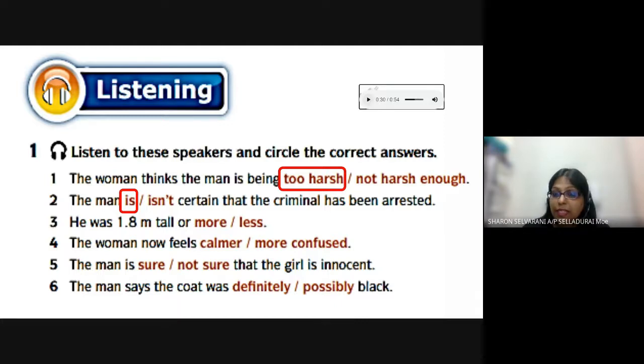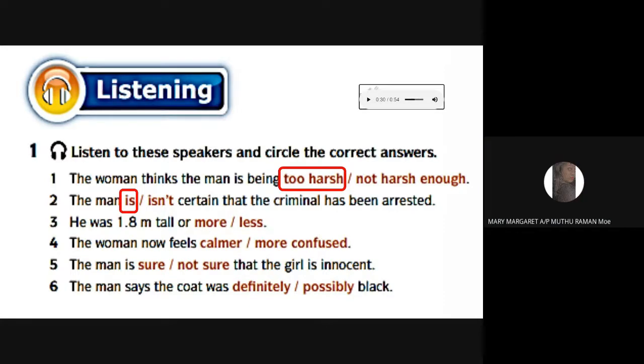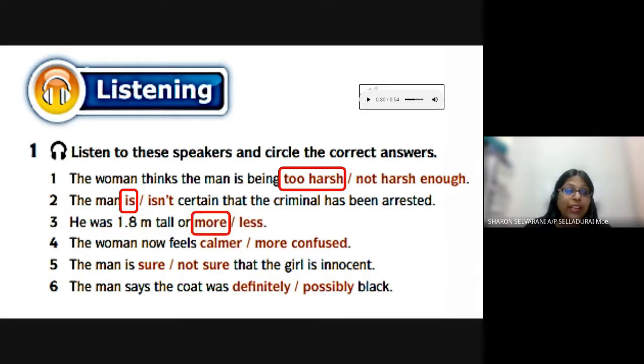What do you think is the answer? Because he says at least. So he was 1.8 meters tall, or more or less? More. Let's check our answer. It is more, because at least means he's definitely not lower than 1.8. He's definitely taller than 1.8 meters tall. So let's listen to number four.